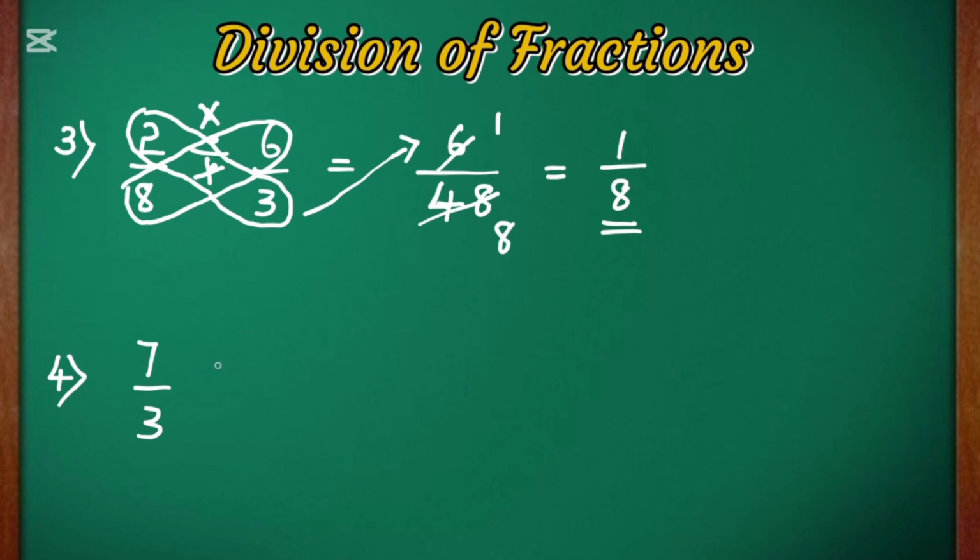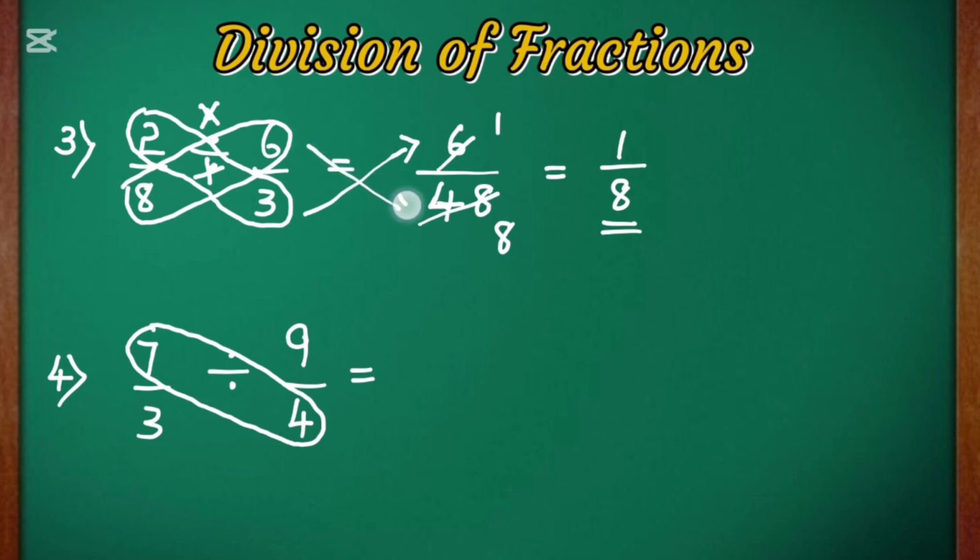Let us take another example, that is 7 by 3 divided by 9 by 4. Again here we will multiply the numerator of the first fraction, that is 7, with the denominator of the second fraction, that is 4. By multiplying 7 into 4, we get 28, that we will write in the numerator of our answer.